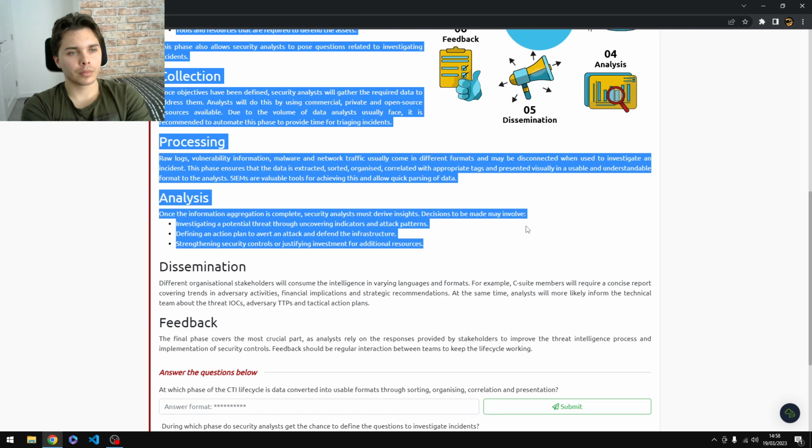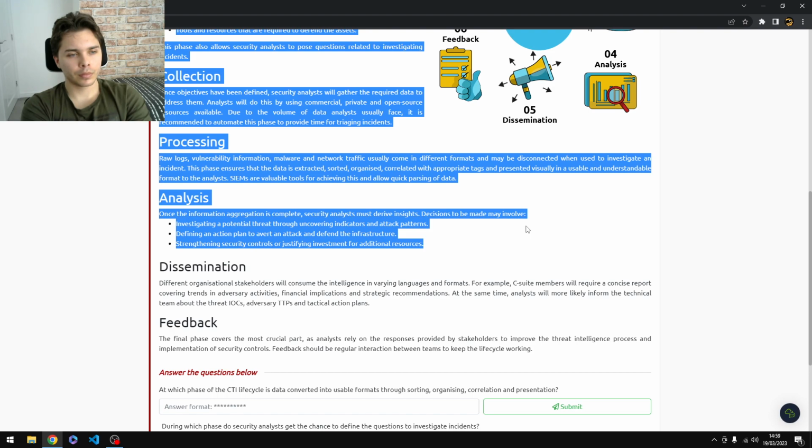Processing: raw logs, vulnerability information, malware and network traffic usually come in different formats and may be disconnected when used to investigate an incident. This phase ensures that the data is extracted, sorted, organized, correlated with appropriate tags and presented visually in a usable and understandable format to the analysts. SIEMs are valuable tools for achieving this and allow quick parsing of data.